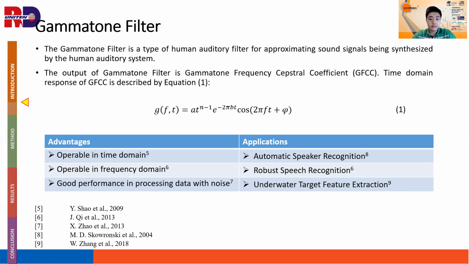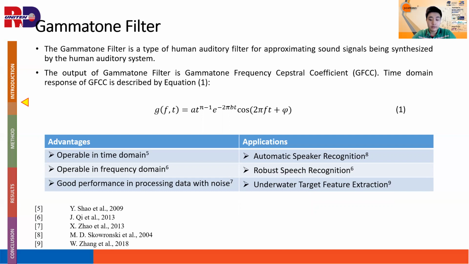The Hamilton filter is a type of human auditory filter for approximating sound signals being synthesized by the human auditory system. Much like a bandpass filter, it consists of a bandwidth that filters out signals with frequencies outside of the bandwidth range, resulting in only targeted frequencies passing through the bandwidth. The output of the Hamilton filter is the Hamilton frequency cepstral coefficient, also known as the HFCC. The time response of the HFCC is described by equation 1.